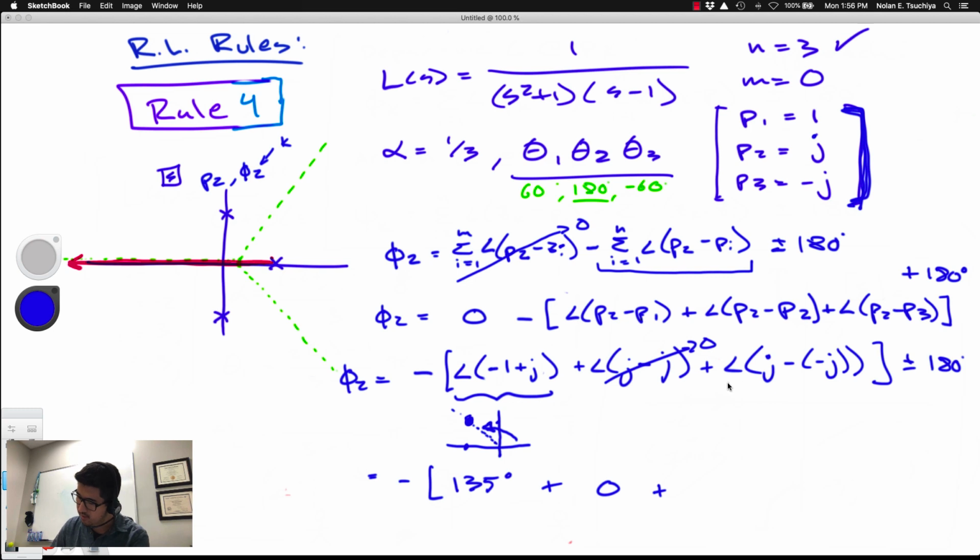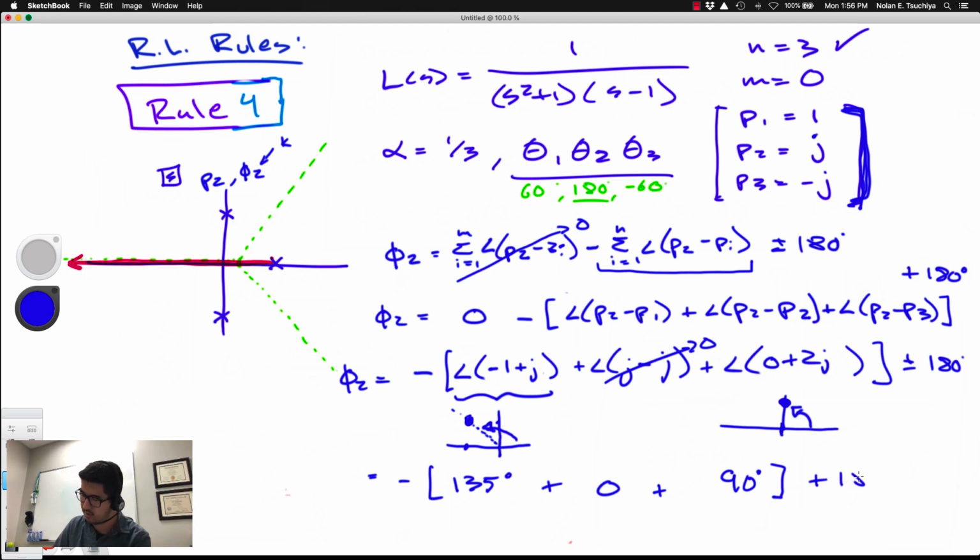Plus, and then this guy over here, j minus negative j, I might rather write that as 0 plus 2j, right? And in this way, I can see visually 0 real component, 2 along the imaginary component, and that's the angle that I'm looking for. So clearly it's 90 degrees. So this is what the whole summation boils down to.